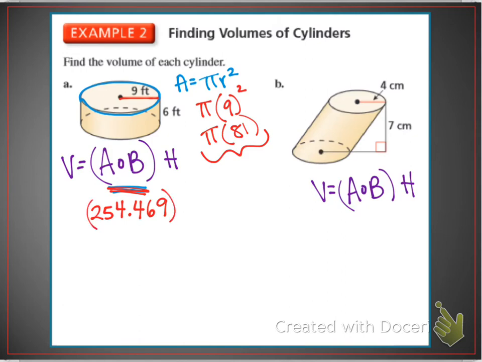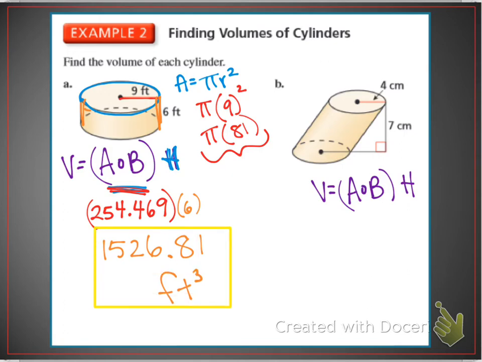And then the height is still of the whole object. The height is what pushes the two circles apart. So here it is going to be 6 feet. So I'm going to multiply times 6. I'm not sure what the website's going to say rounding wise. I'm going to round to the 100th, so 2 decimal places is the 100th. And then still feet cubed.